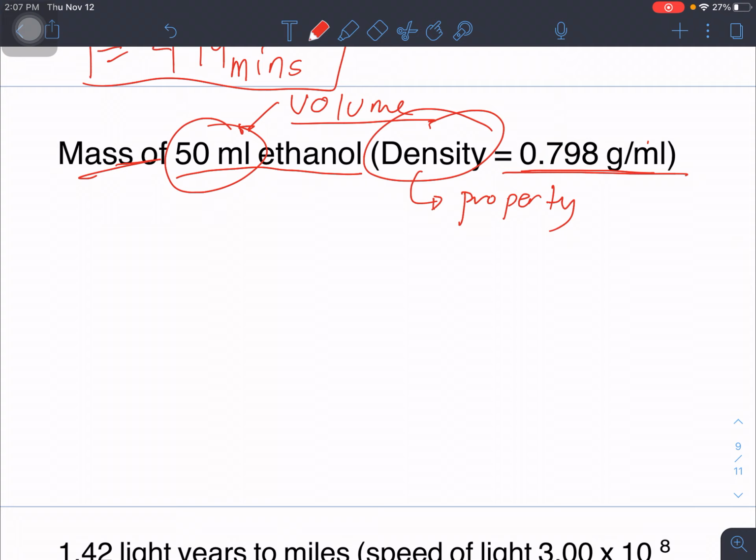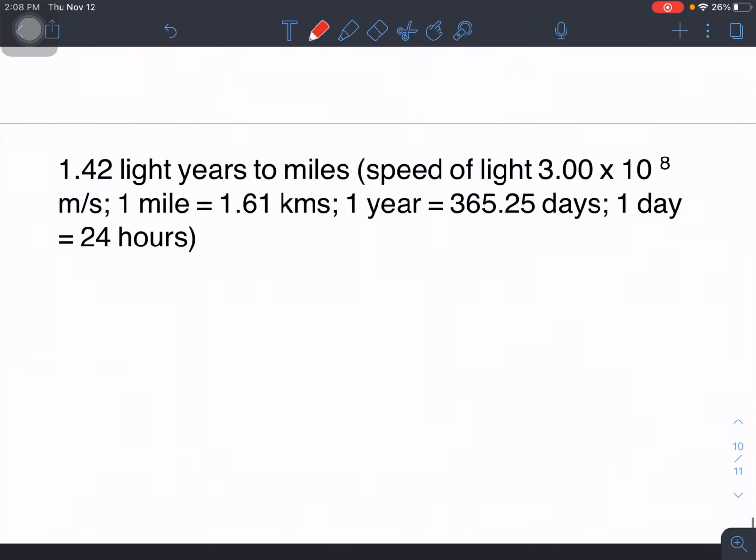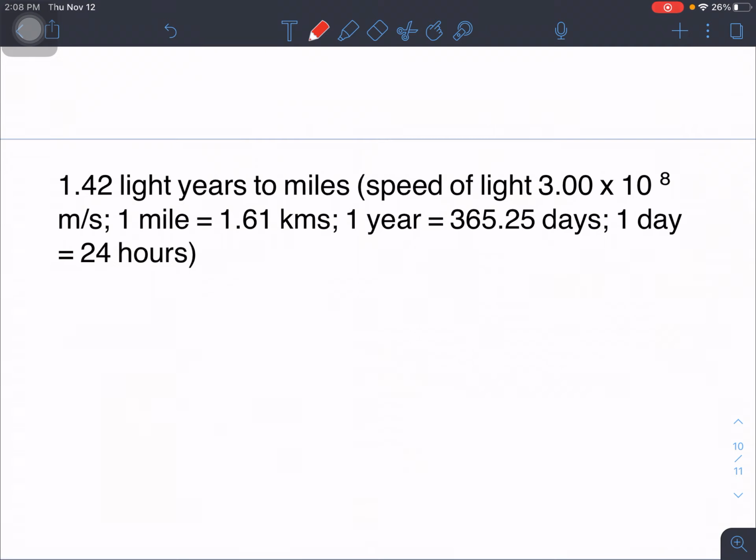So this is 50 ml ethanol, and we should multiply it with the density. Since this is ml, I would like to place ml on the bottom and the mass on the top. So this is 0.798 grams for every 1 ml of ethanol. So this will be 39.9 grams. Again, cancel the units. So 39.9 grams.